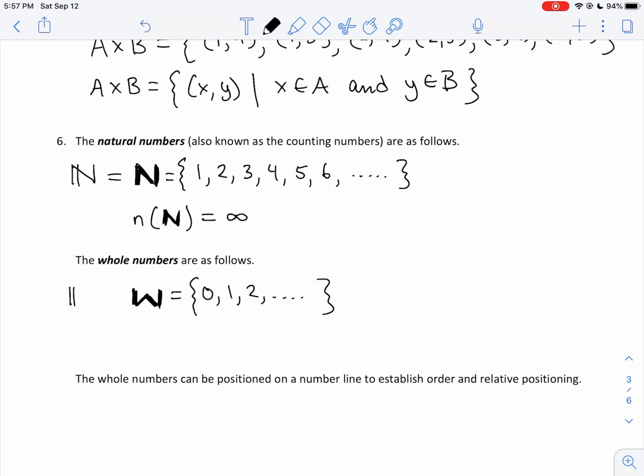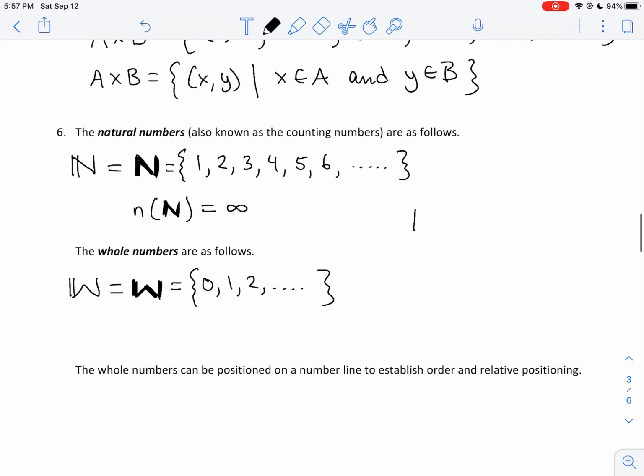Sometimes if you don't want to do a bold W, you can just do a W that has a double bar on the left like that, and this would be good enough. Some relationships between these two: if you take the natural numbers and do a union with the element 0, so anything that's a natural number or 0, this forms the set of whole numbers. If I took the whole numbers and removed the element 0 from it, that would give you the set of natural numbers.